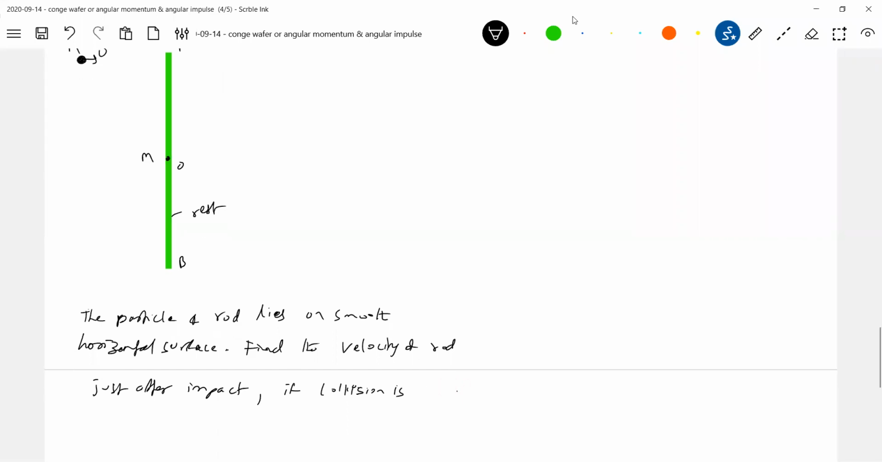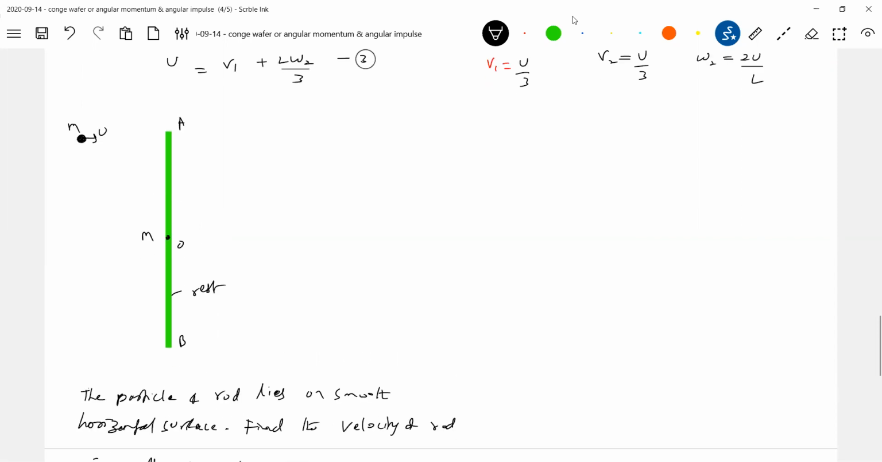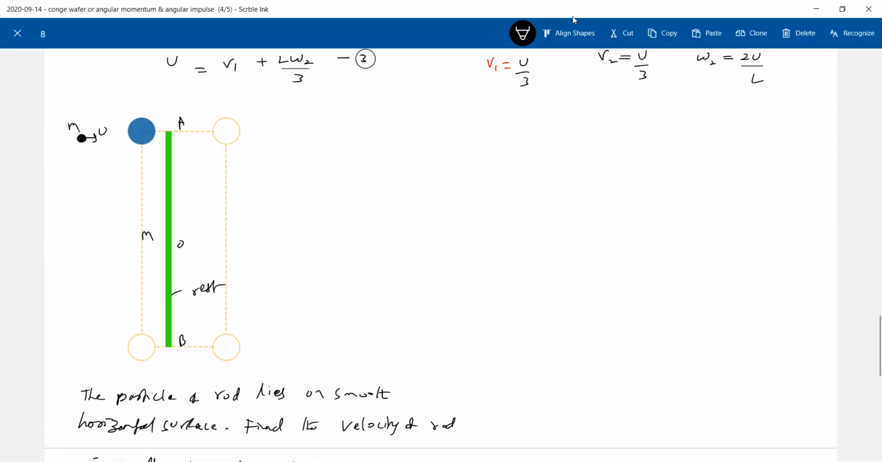If the collision is perfectly inelastic, now what will happen to the particle? It'll come and get stuck to the rod. Okay, now work this out. I'll give you some time, 2 minutes.